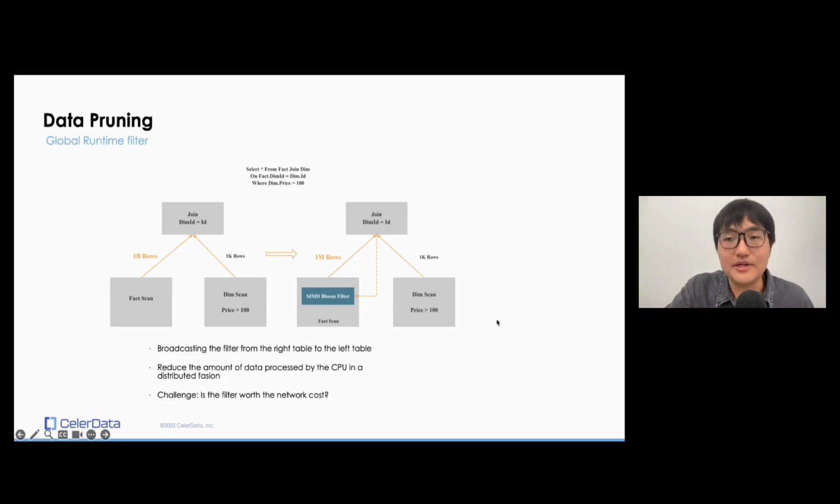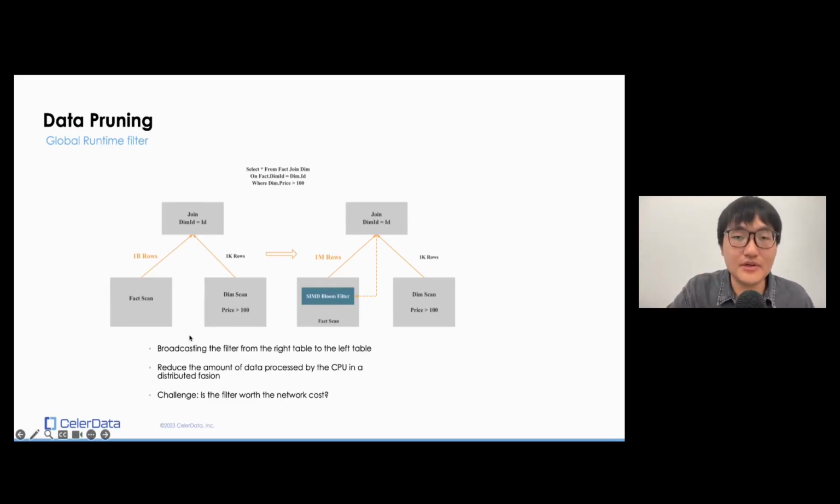Okay, so we have a query here. Select all from fact table, join dimension table on fact.dimension ID, blah, blah, blah, right? And the where clause, the predicate is on the dimension table, and it's price greater than 100.